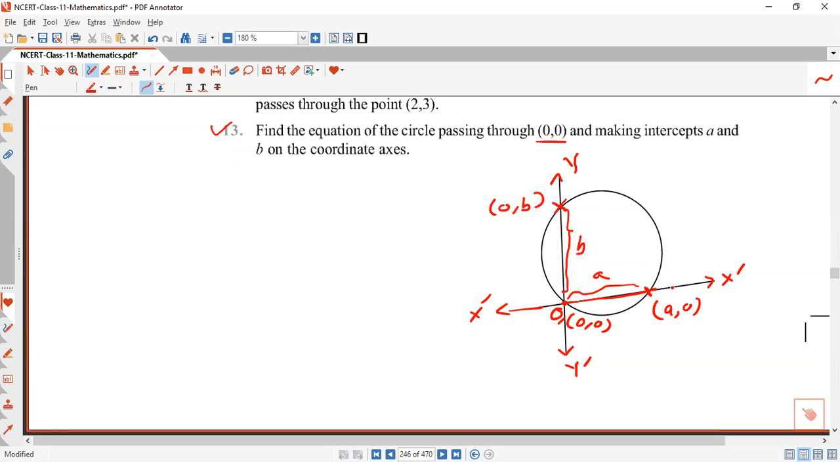So let A be a point, and B is another point. And I would like to write down the equation of the circle here. For the equation of circle, we need two things. One is the center, and the other thing we require is the radius. So in this question, you see this axis OA, and this point B.